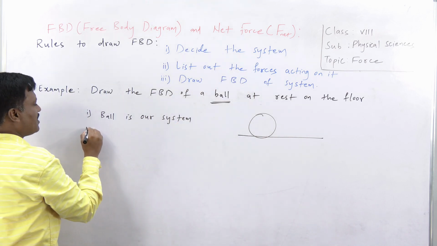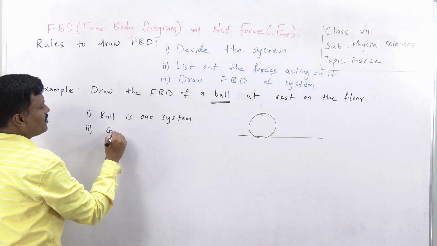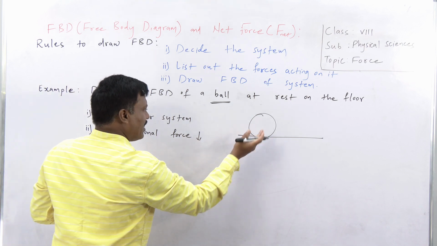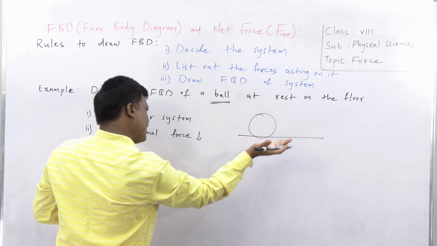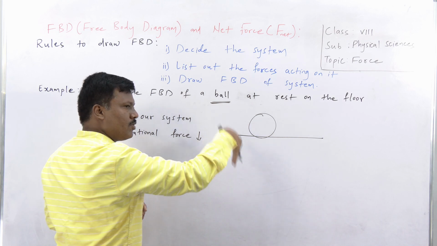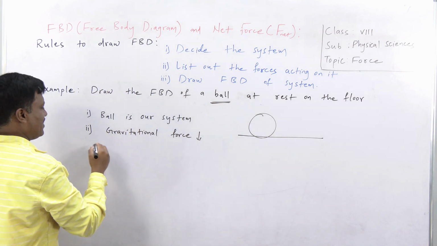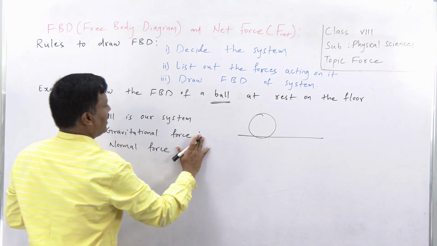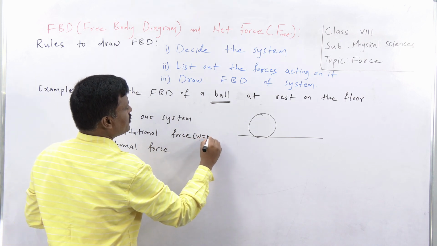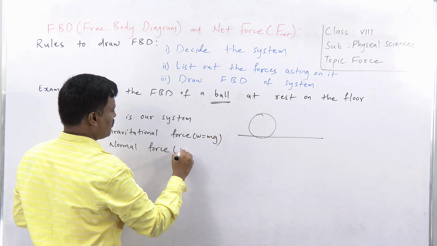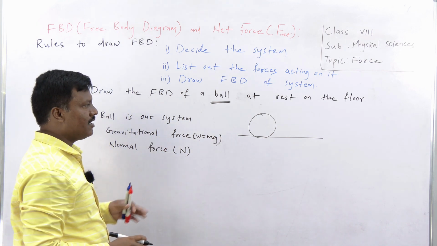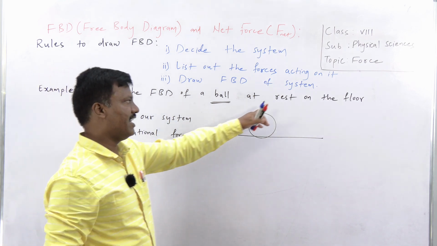Tell me what are the forces acting on this. Gravitational force in the downward direction. This ball is in contact with the floor. This floor also exerts a normal force on the ball opposite to the gravitational force and balancing. So normal force. Gravitational force denoted by W is equal to mg. Normal force denoted by N. Okay, so now these are the forces acting on the ball which is at rest.